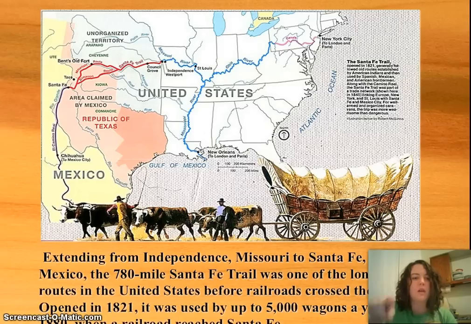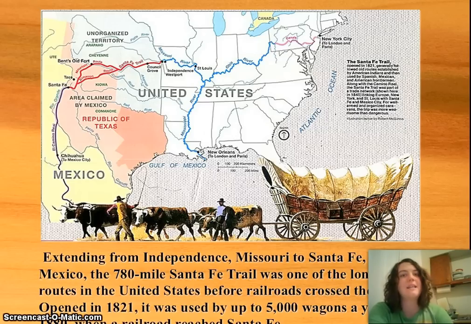The other main trail is going to be the Santa Fe Trail, and it cuts the words off there a little bit, but it says that the Santa Fe Trail also began in Independence, Missouri, and it ended in Santa Fe, New Mexico. It had 5,000 wagons per year traveling on it until the railroad was built. And so this trail opened in 1821, and it closed in 1880 when the railroad reached all the way to Santa Fe. Now, if you do the math, 5,000 wagons a year for that amount of time is actually 295,000 wagons that actually traveled on this trail.